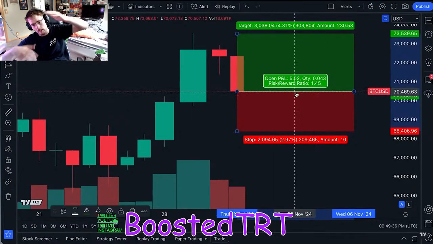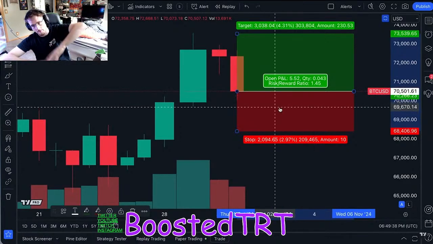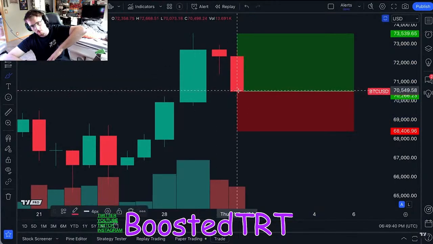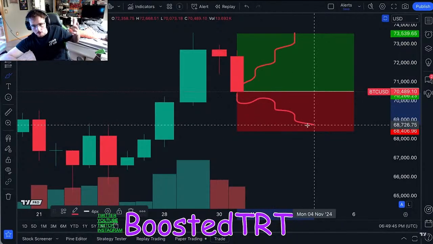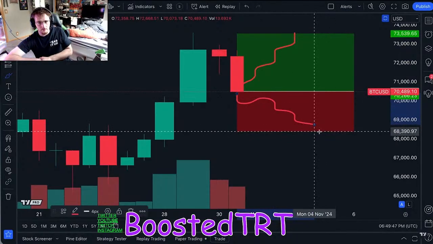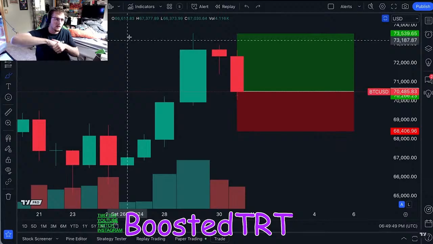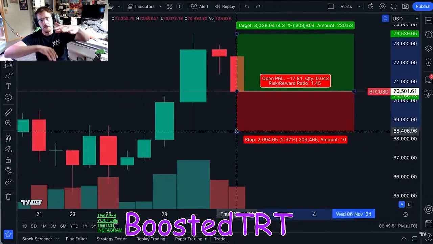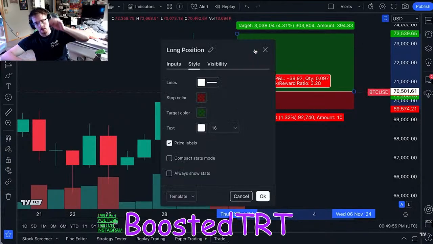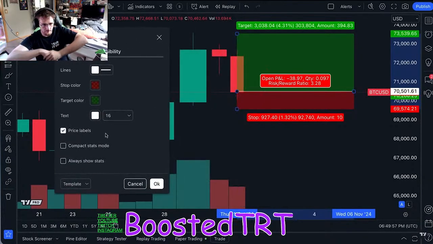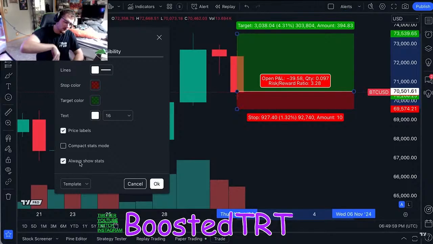What's changed as well is our risk reward ratio. What is the risk reward ratio? Meaning if our profit target gets hit, what is that amount relative to our potential loss down here? Well, that is all going to be calculated depending on where you end up placing your stop loss and your profit target. But let's double click, because there's one more thing we do want to do here, and that's always show stats.